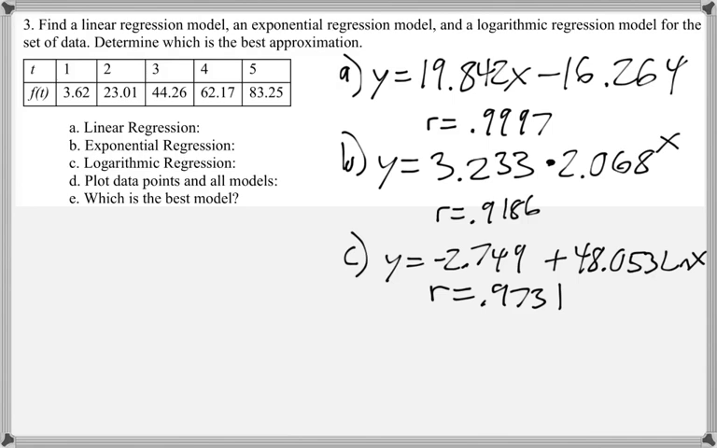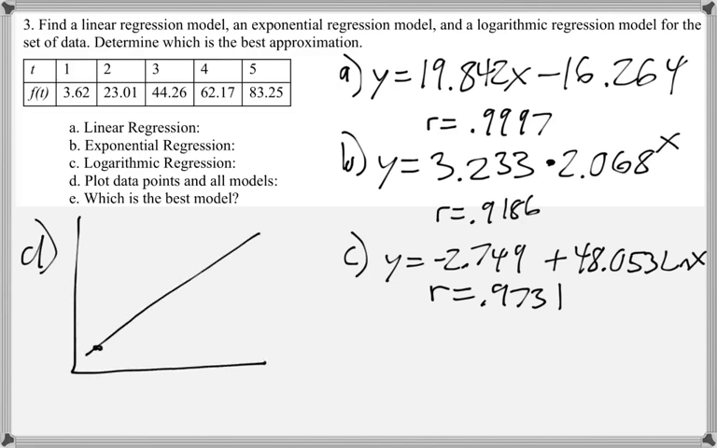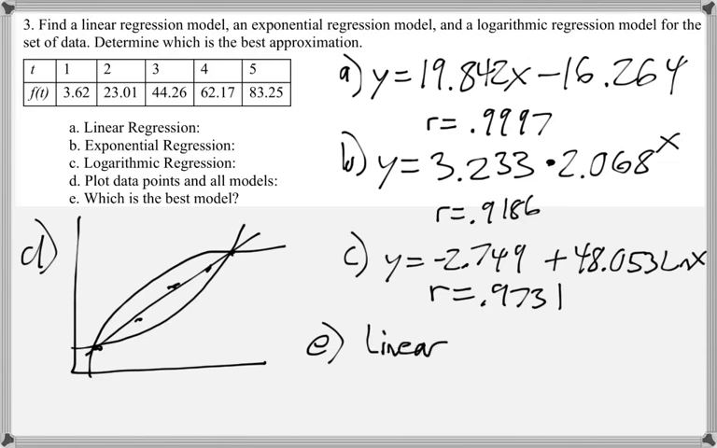So if I plot the data, it kind of looks like that. And it is the linear function which is the best. So we know that because it goes through the most dots, plus the R value is the closest to 1. So they're all pretty good models. The linear one is the best.